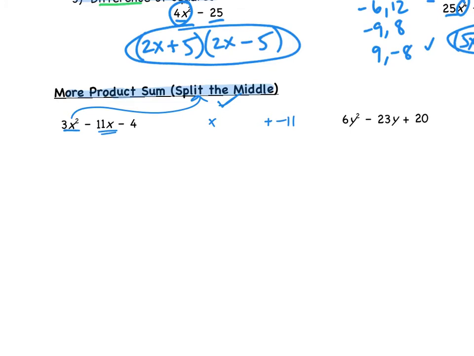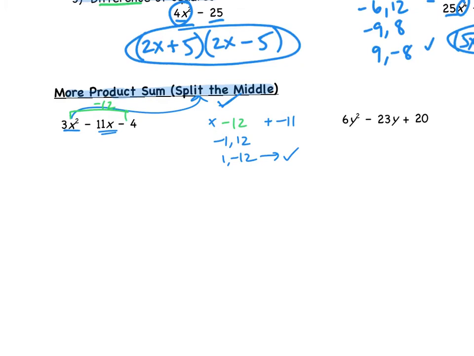Before, we were looking for two numbers that multiplied to negative 4. Things are different now, though. Because there's that 3 in front, you're going to multiply 3 and negative 4 to get negative 12. So you're actually looking for two numbers that multiply to negative 12 and add to negative 11. So I have negative 1, positive 12. Nope, that gives me positive 11. I'm close though. What if I did positive 1 and negative 12? That'll give me negative 11 then.